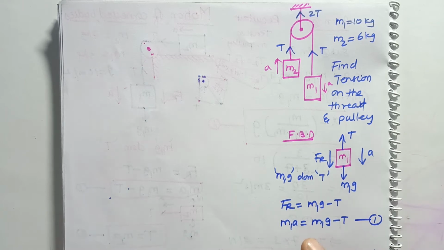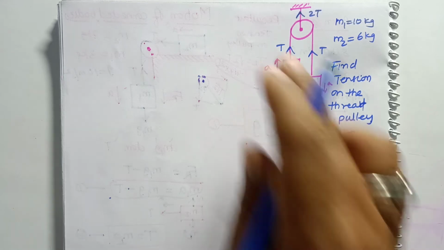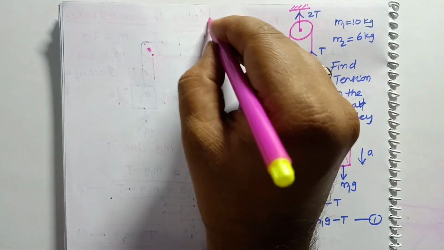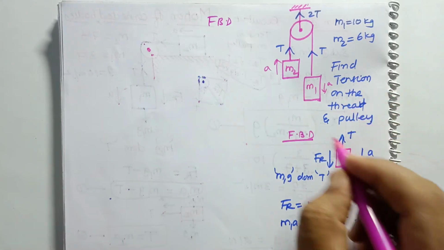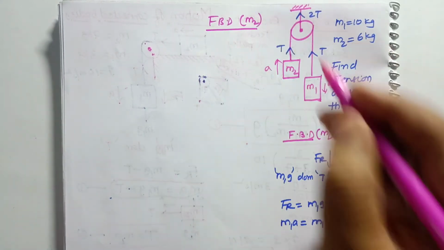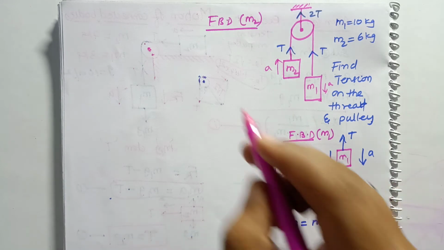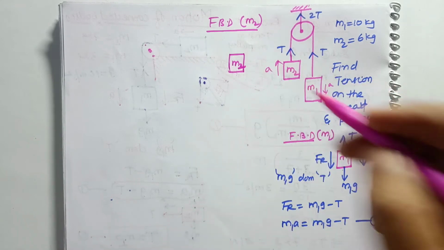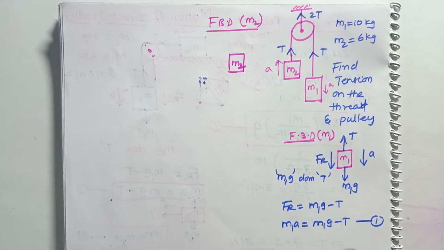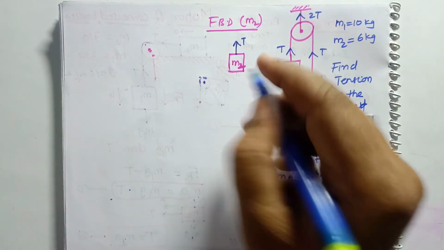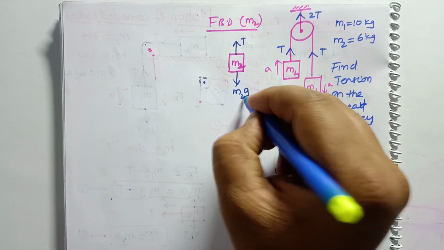Once you have written equation number 1, then it is understood that we have to go for the next block and take the free body diagram of the next block. So how are you going to draw the free body diagram for the next block? This is the free body diagram for M1 mass. This is the free body diagram for M2 mass. What do you mean by free body diagram? Just now I told you. A free body diagram is nothing but you have to consider the block of mass M2 separately and discuss how many forces are going to act on it. So definitely it is understood from this diagram that tension is acting upwards and M2G is acting downwards.